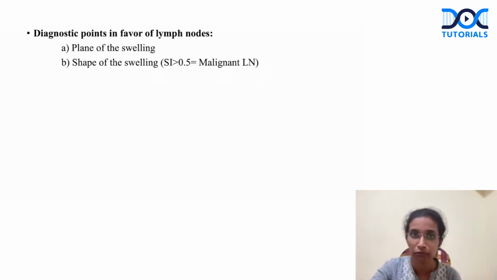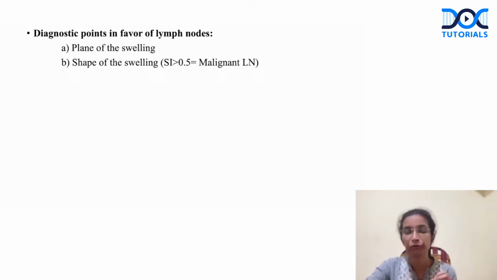Now, what is this SI more than 0.5? It is the shape index, which I'll be discussing in the next slide. If the shape index is more than 0.5, then the normal lymph node has lost its classic oval shape and has become round. Therefore, it points more towards a malignant lymph node. So you need to think that if the shape index is more than 0.5, it's pointing towards malignancy, and further evaluation has to be done.